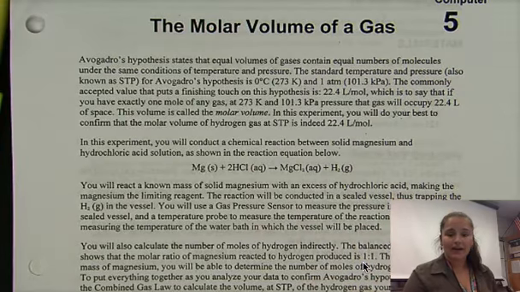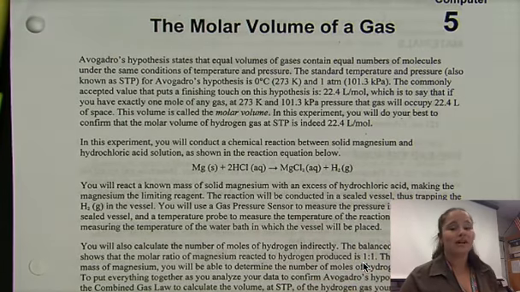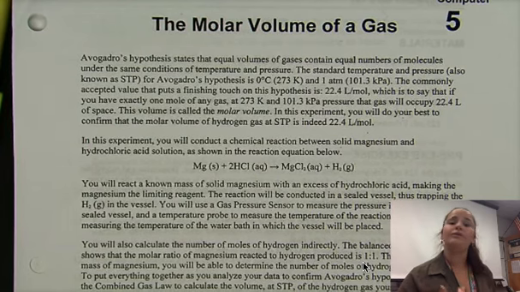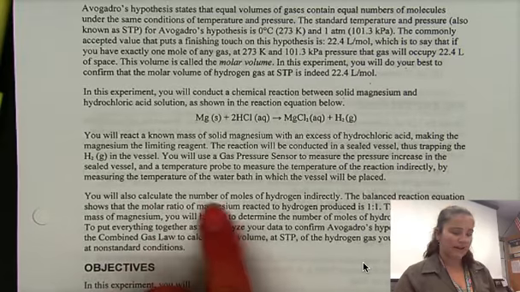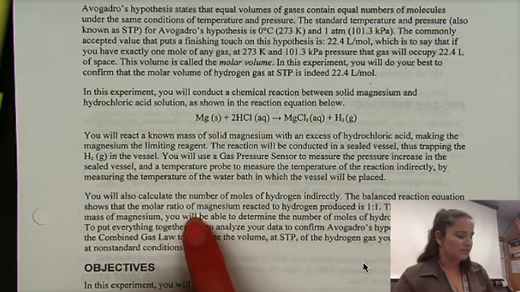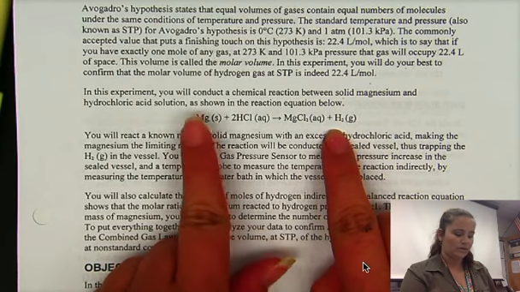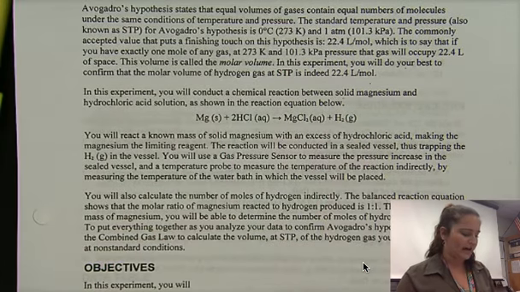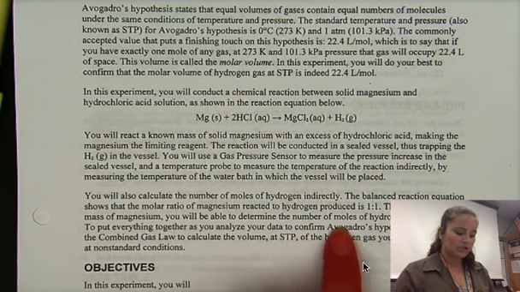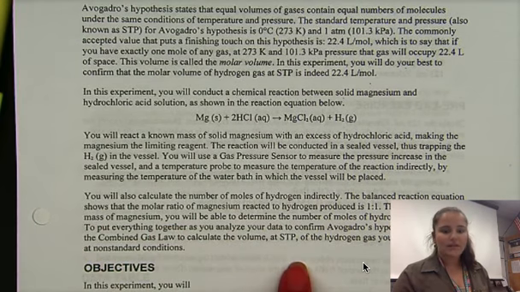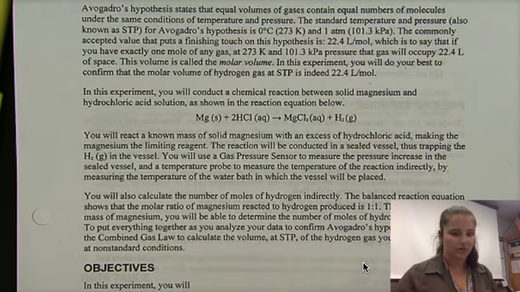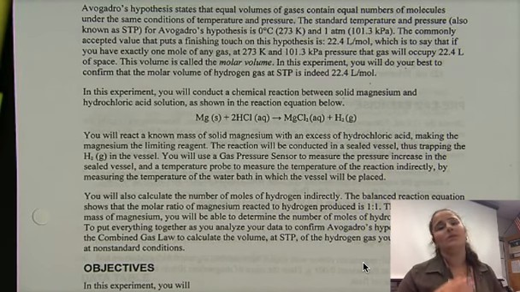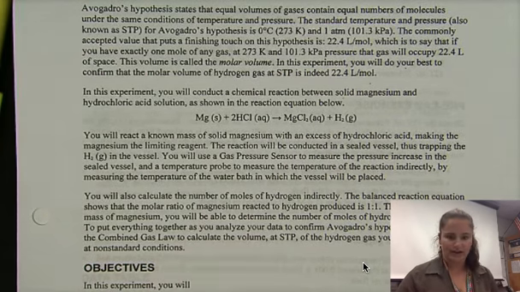This pre-lab or background information explains a lot, so I highly recommend rereading it before you go on to do the calculations. It will actually tell you how to calculate the number of moles from the balanced reaction. As you see right here, 1 mole of magnesium produces 1 mole of hydrogen gas. Knowing the mass of magnesium will determine the moles of hydrogen gas produced, and then we'll confirm Avogadro's hypothesis using the combined gas law to calculate the volume at STP of the hydrogen gas our reaction produced, even though our reaction was not at standard conditions, or STP.